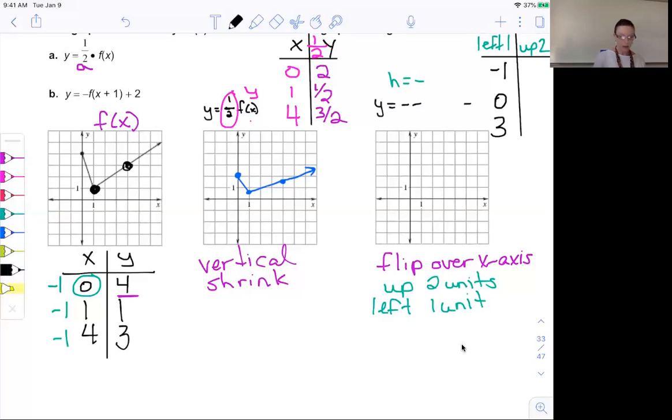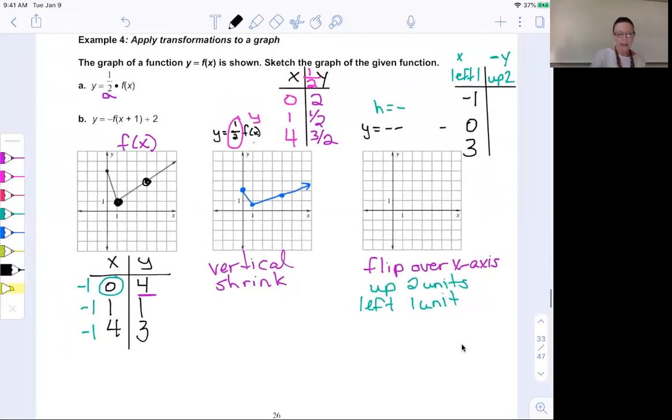Now the y value, I need to make it negative first. So I've got to do the negative part first. Order of operations, multiplication comes before addition or subtraction. And then I need to move it up 2. So I have a 4. I'm going to make it -4 and then add 2 to that. So now I have -2.